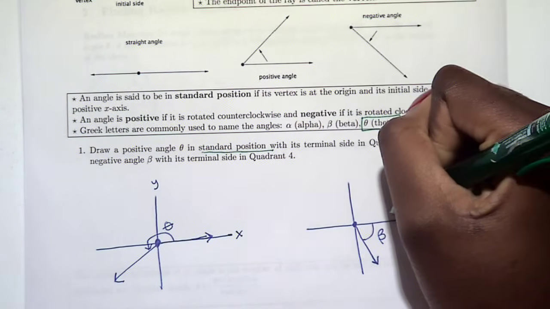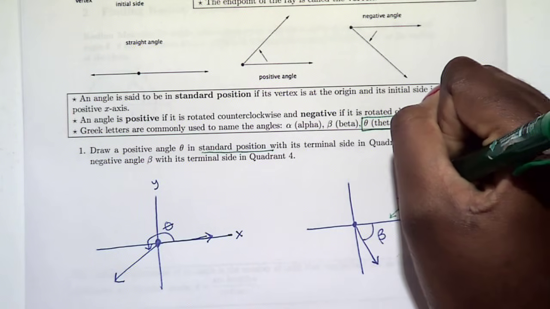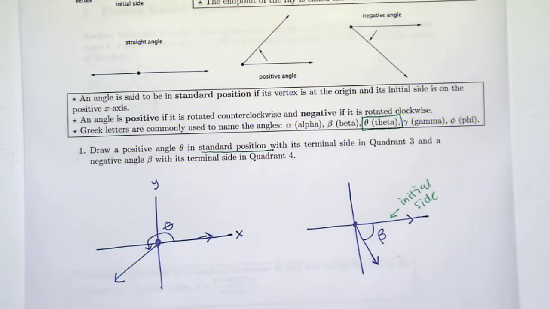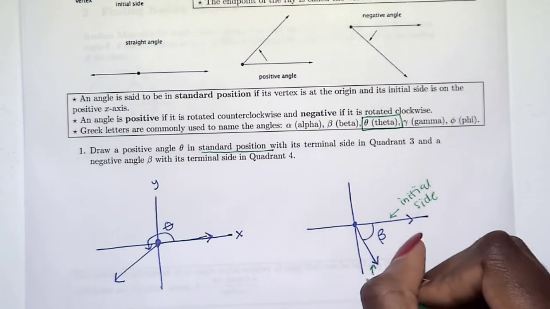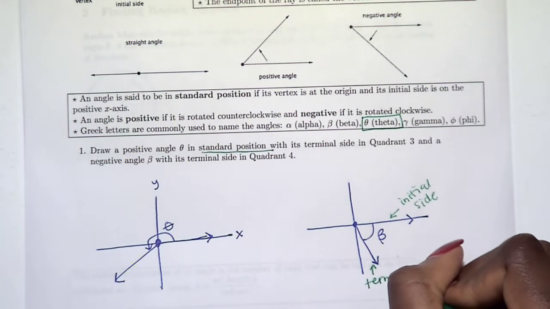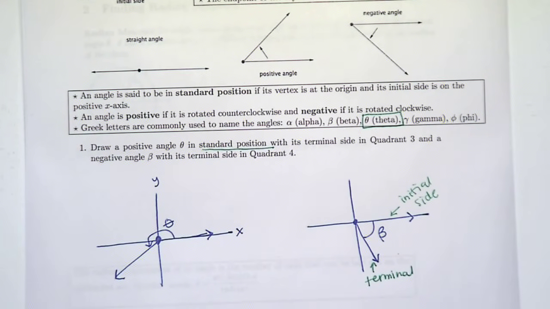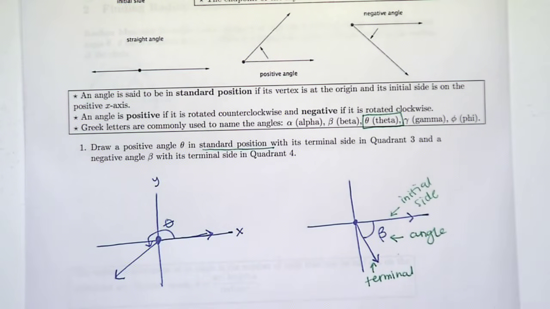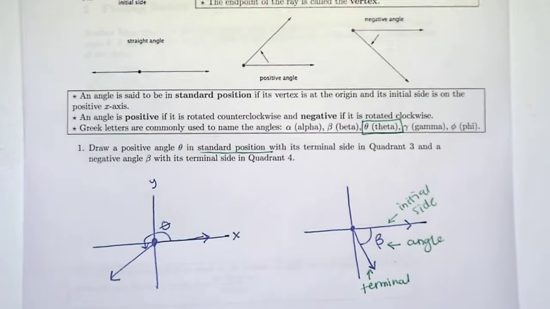All right, so again, where we start, this is the initial side. Where we end is the terminal side. And then the space in between is our angle. Okay, so let's talk about degrees because we've heard about degrees a lot.